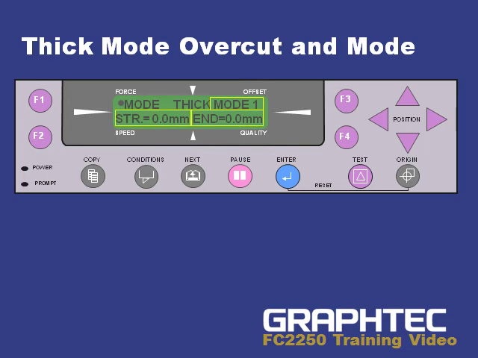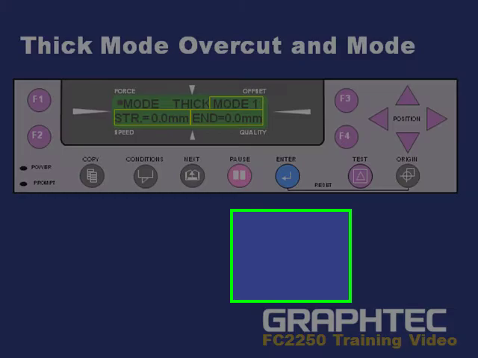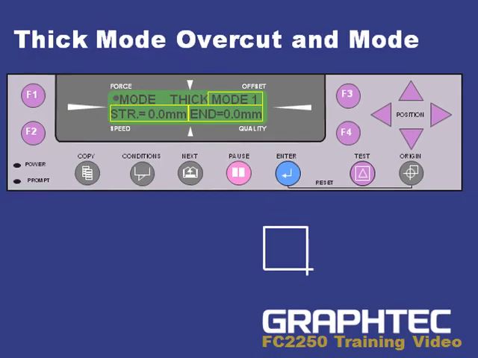The thick mode does what they call an overcut. In other words, where it starts and ends, it will actually overcut. It will start earlier than the point it's supposed to, and it will end after the point it's supposed to. This gives you nice clean cuts when you're dealing with stretchier materials such as sandblast.